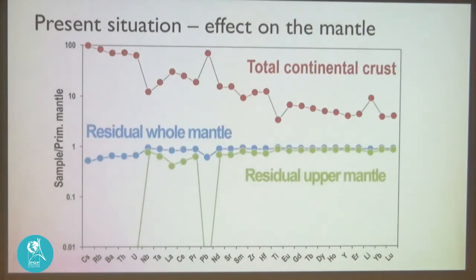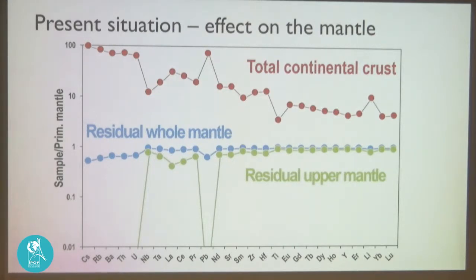So what is the effect of the formation of that crust on the mantle? Knowing that the Earth started with a primitive mantle value, here that would correspond to a line of 1 everywhere. At the beginning of the Earth, we had a line of 1. And today, we have that much of the trace elements sequestered into the continental crust. So the impact on the mantle can be quantified.